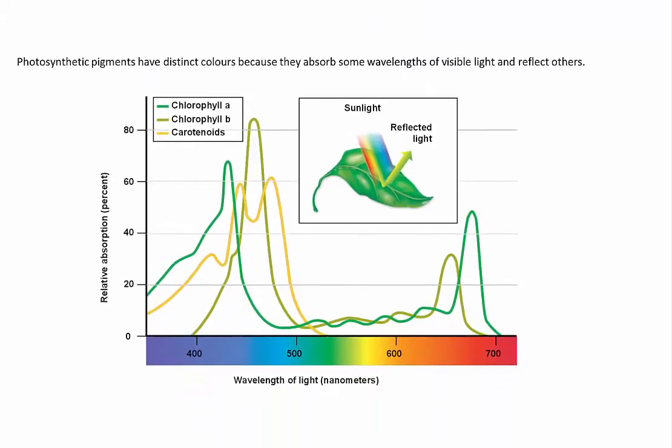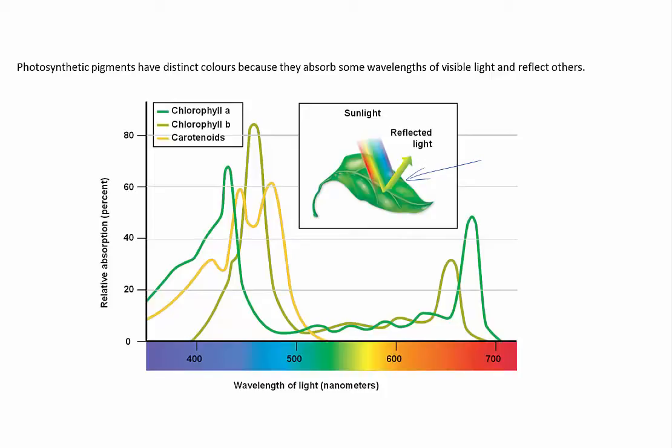Photosynthetic pigments have distinct colors because they absorb some wavelengths of visible light and reflect others. Chlorophyll A and B absorb red and blue wavelengths. They appear green because they reflect green light, and that's illustrated by this image up here. You can see that the leaf appears green to our eyes, and that's because it reflects green light and absorbs the majority of the rest of the visible spectrum. Therefore, the green light that's traveling to our eyes makes that leaf appear green.